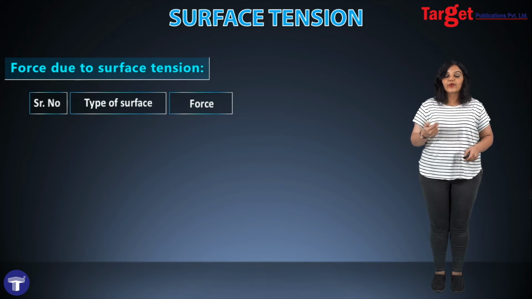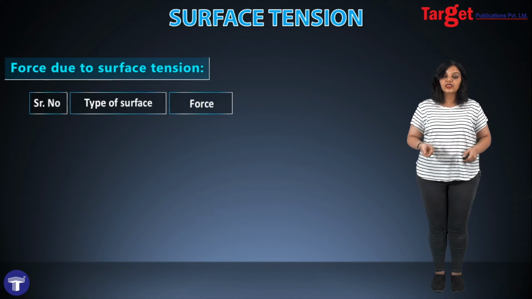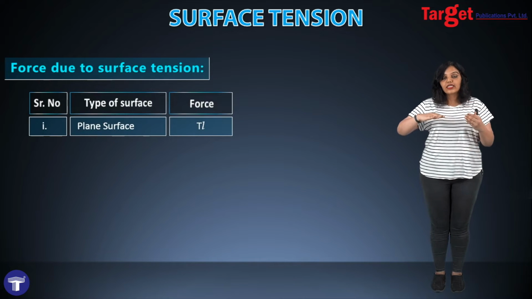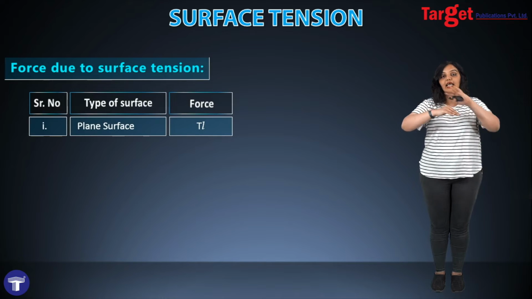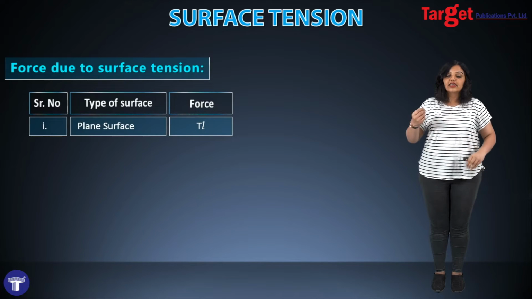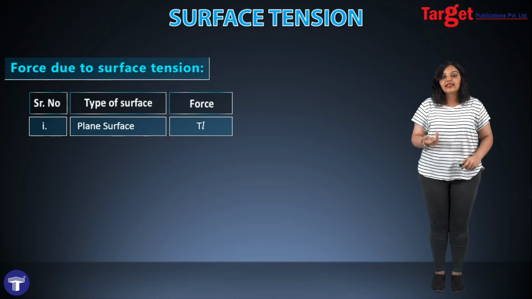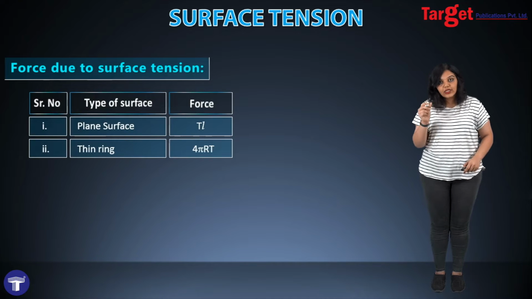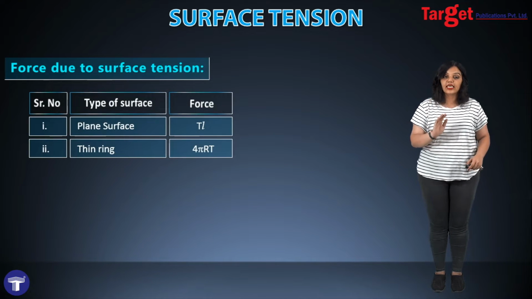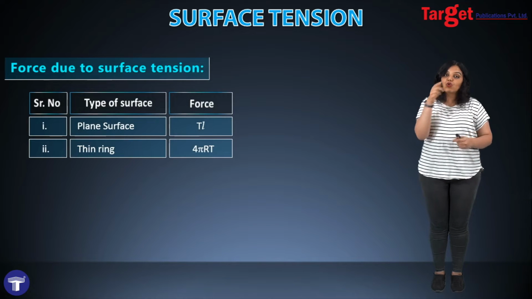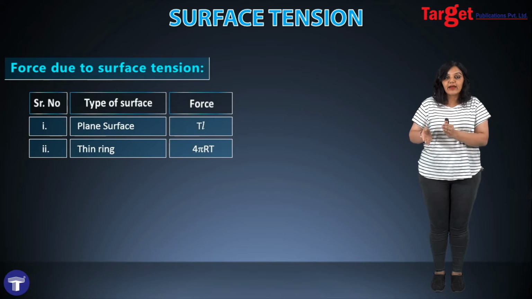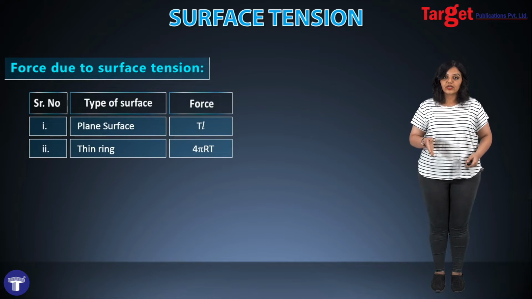Similar logic is applied when we try to write down the force due to surface tension for bodies of different shapes. For example, if you have a plane surface so that there is only liquid below and air on the top, then the effective length is nothing but the length of the surface, and in that case the force is simply T into L. However, if you have a thin ring, so thin that the inner and outer radii are the same, which we can say r, then you'll get 2 pi r on the inside, and 2 pi r on the outside, and when you add them up, the effective length is 4 pi r, and that multiplied by T will give you the force due to surface tension.